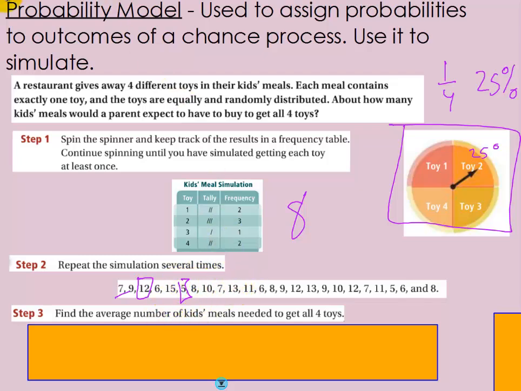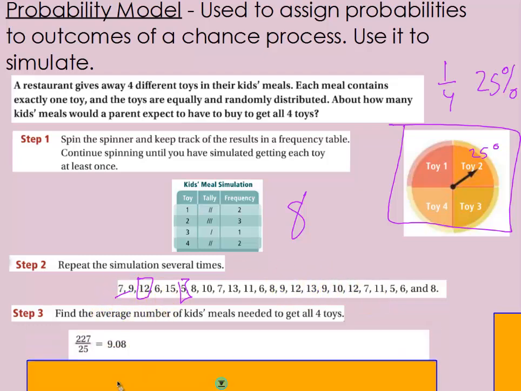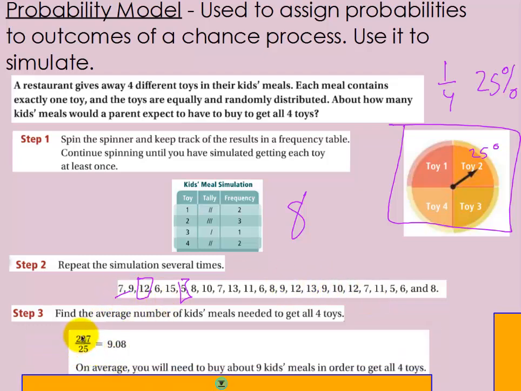So you want to repeat that until you get a good sample size. And now you want to find the average of all these samples. When you have all these, some are going to be really low and some high. You want to average them all. Since there's 25 and they all add up to 227, the average is 9.08.